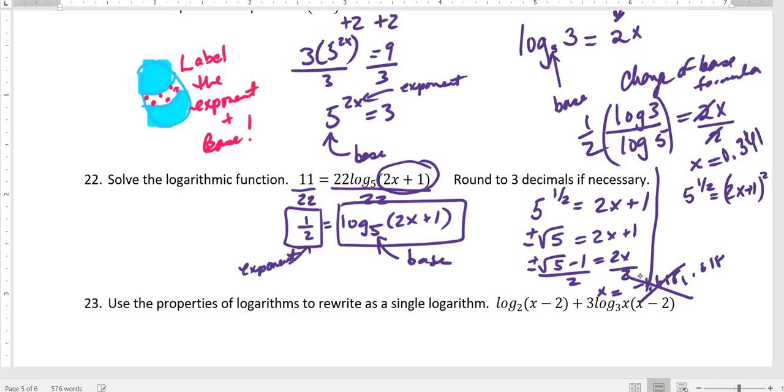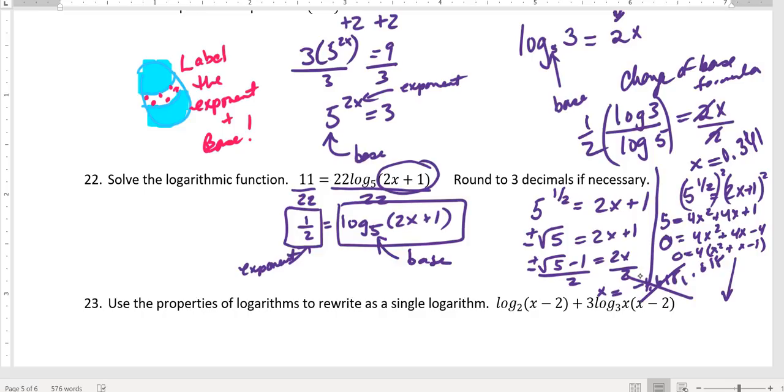You're going to square both sides to get rid of that 1/2. That's okay too. So 5 is equal to 4x squared plus 4x plus 1, right? Which is 4x squared plus 4x minus 4, which is going to be x squared plus x minus 1. This is not factorable, though. You're going to have to use the quadratic formula, or you're going to use your calculator to find the zeros.